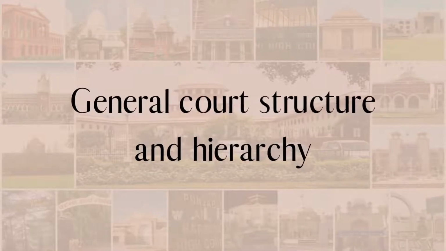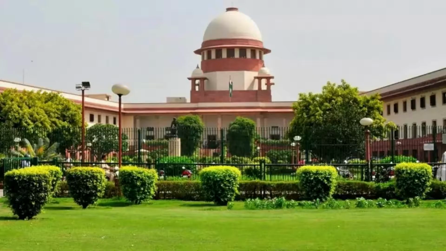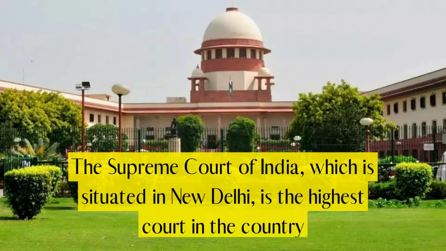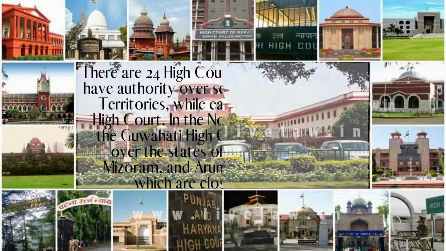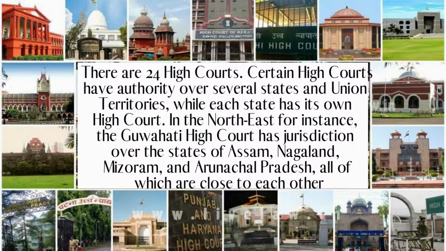General court structure and hierarchy. The Supreme Court of India, which is situated in Delhi, is the highest court in the country. Subsequently, there are 24 high courts. Although certain high courts have authority over several states and union territories, each state has its own high court. In the northeastern region of India, for instance, the Guwahati High Court has jurisdiction over the states of Assam, Nagaland, Mizoram, and Arunachal Pradesh, all of which are close to each other.